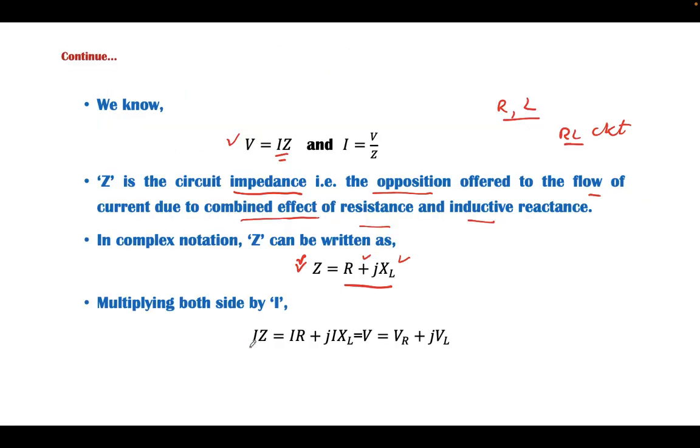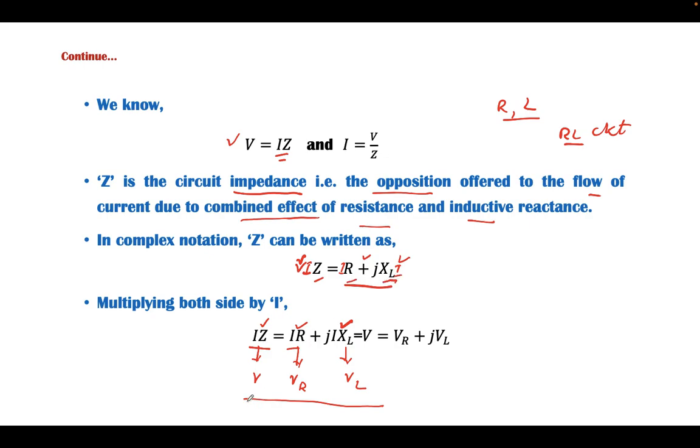Now multiplying these three vectors by I, we get I into Z, I into R, and I into XL. This I into Z is nothing but V, this I into R is nothing but VR, and this I into XL is nothing but VL. Hence this is the relationship for impedance, resistance, and inductance.